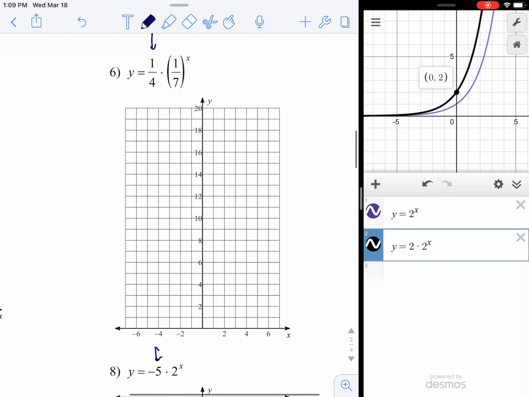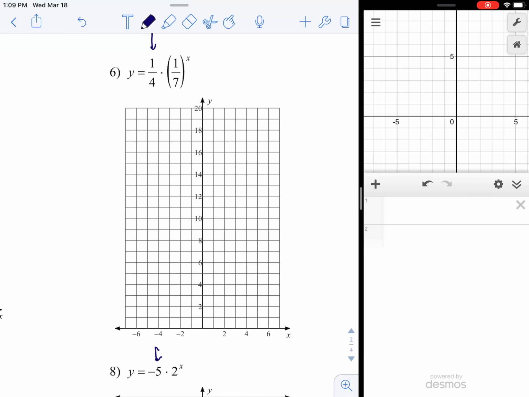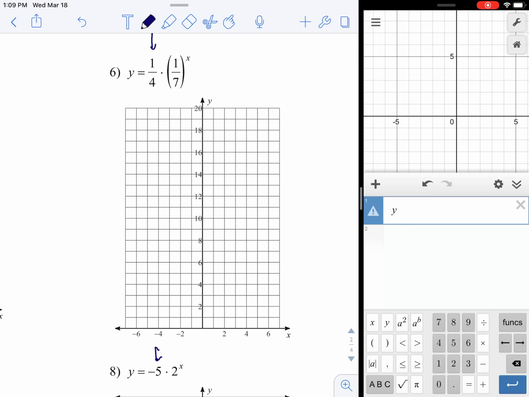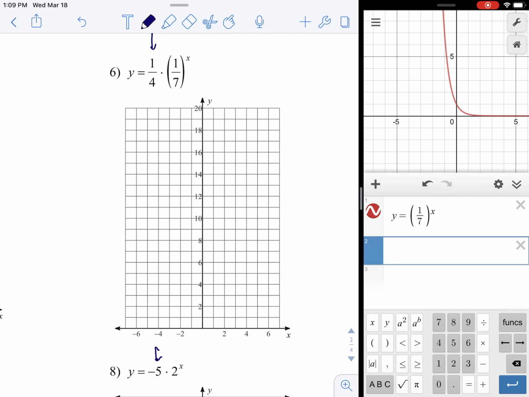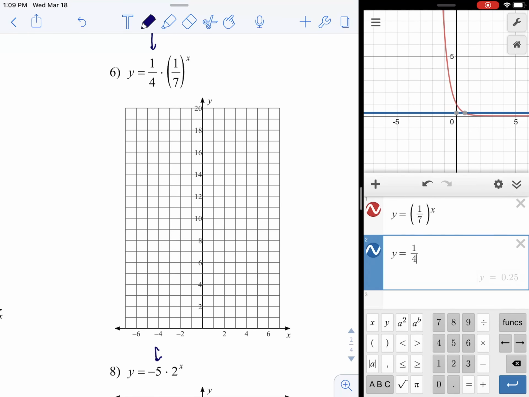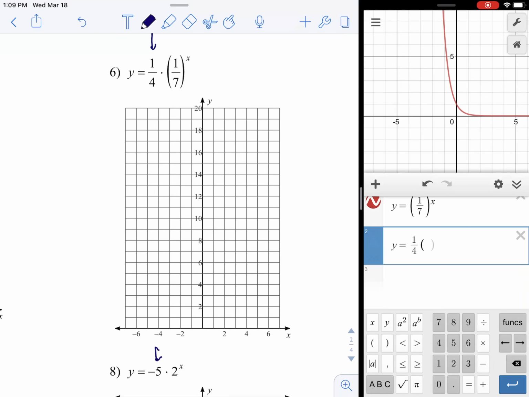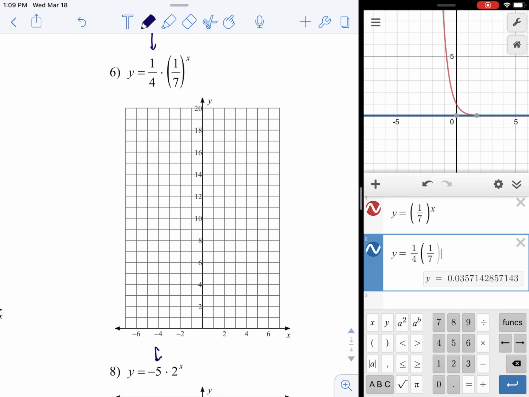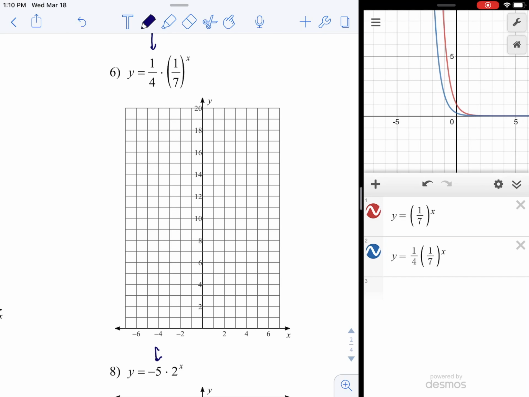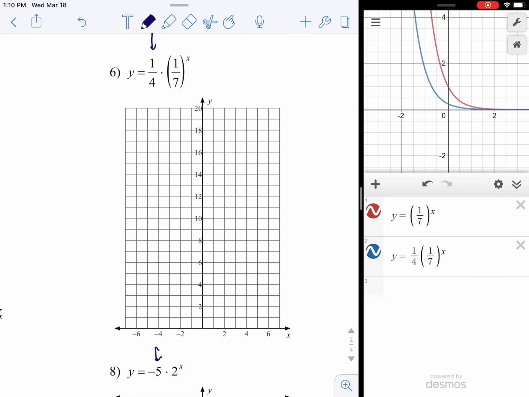It's really the same curve, it's just bumped up a little bit because of the way that has happened. Number 6, let me delete these. Let's graph 2 at a time. Y equals 1/7 raised to the x, and then y equals 1/4 times 1/7 to the x. And you'll see multiplying it by a 4th sort of compressed the graph.